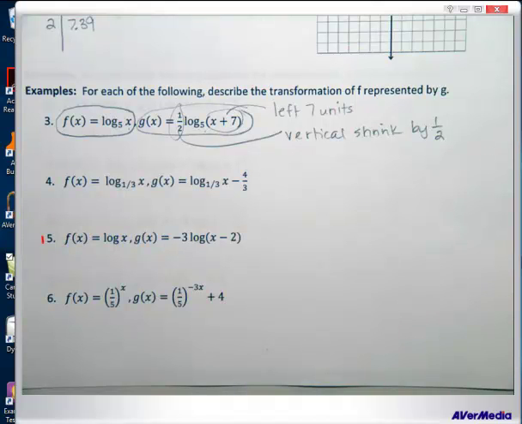What if this had been a 2 out front? Lane, what would I say about this? If this had been 2 times log base 5, what would I say? Yeah, vertical stretch by 2.